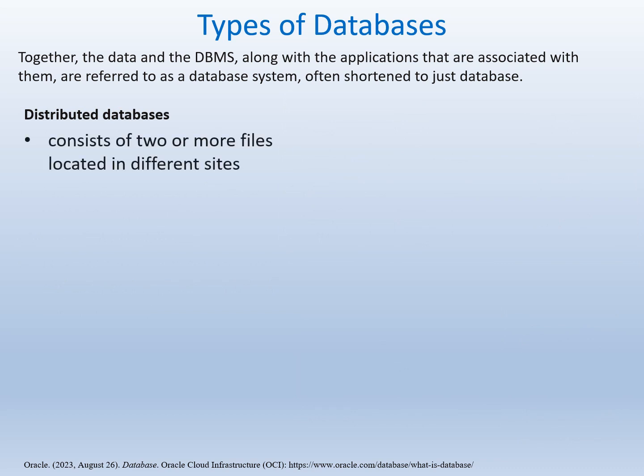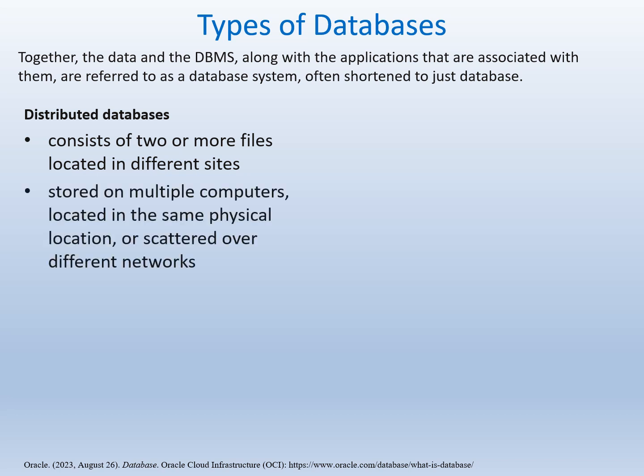Distributed databases. Well, they would be the opposite of centralized. Distributed databases consist of two or more files located in different sites. They are stored on multiple computers at these different sites, and they're located in the same physical location or scattered across different networks. Therefore, for example, you could have a distributed database system in Houston, or you could have a distributed database that spans Houston and other states, or we could have databases that are distributed internationally.